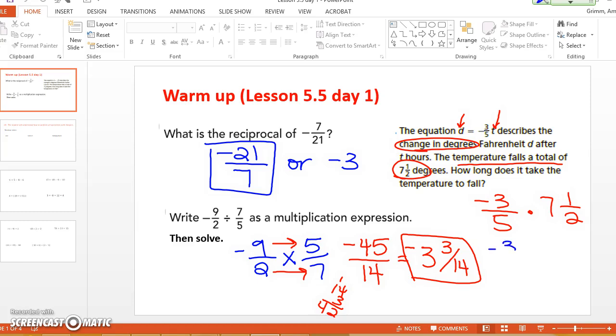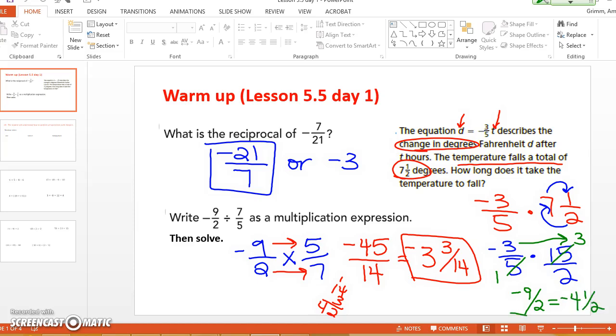So I have negative 3/5. I'm going to take 2 times 7 and add 1, which is 15 over 2. I like to look for cross-canceling. Is there cross-canceling? Yep, heck yeah. So 5 goes into itself once. 5 goes into 15 3 times. And now I can multiply straight across the top. Negative 3 times 3 would be negative 9 over 2. 2 goes into 9 4 times with 1 left over. So negative 4.5. So this is saying, wait a second, am I missing something?